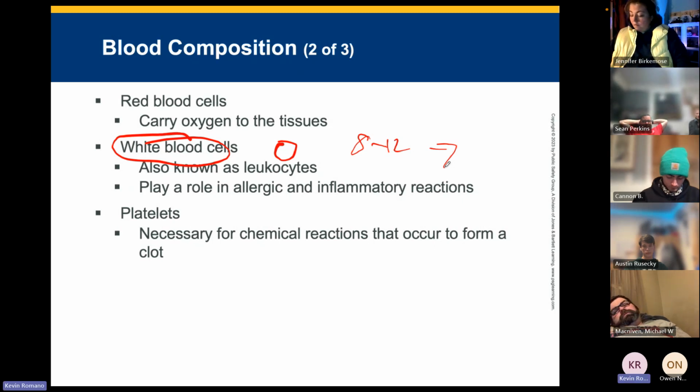They also play a role in an allergic or inflammatory reaction. And platelets are necessary for the chemical reactions that occur to form a clot. So you have to have platelets. All right. Patients that lack certain factors, like factor 8, have the inability to clot.